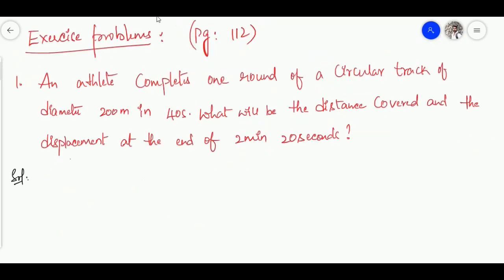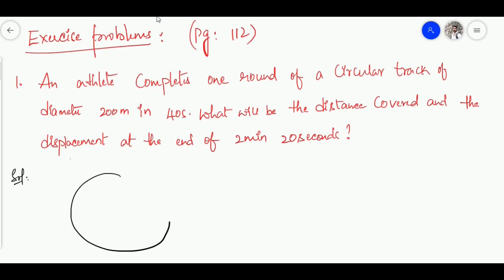Okay, let's start solving the exercise problems from page 112, the first question. So let's read the question first. An athlete completes one round of a circular track which has a diameter of 200 meters in 40 seconds. What will be the distance covered and the displacement at the end of 2 minutes 20 seconds? That means here is an athlete who ran over this circular track for 40 seconds, and the circular track has a diameter of 200 meters.